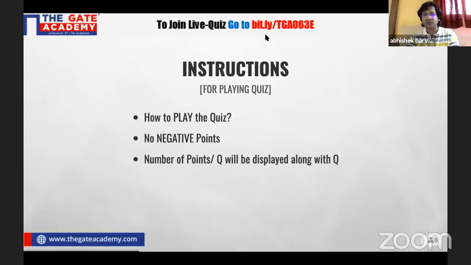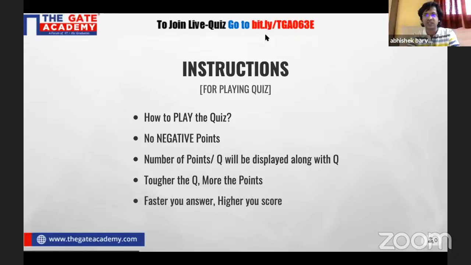The number of points will be displayed along with the question, so you need not ask how many marks a particular question carries. The tougher the question, the more the points. And the real catch is that if, say, 5 to 10 people are attending this quiz, and somebody answers at the very first stage, he will get the maximum marks. The faster you answer, the higher you score. So this is all about this quiz, guys.